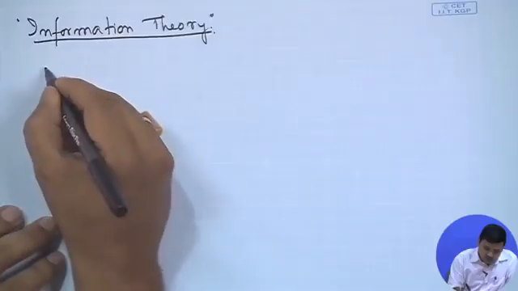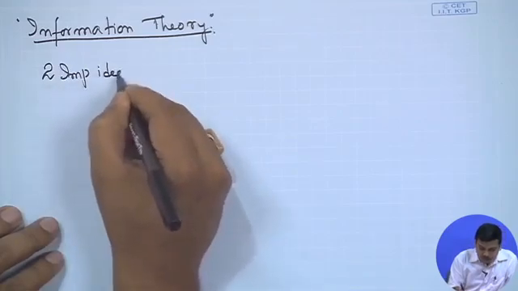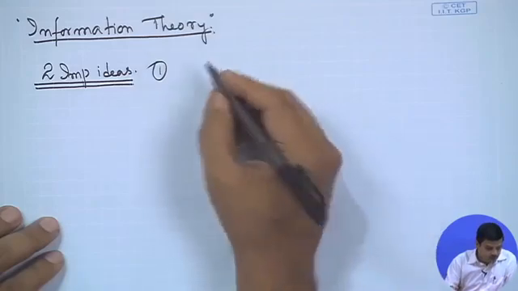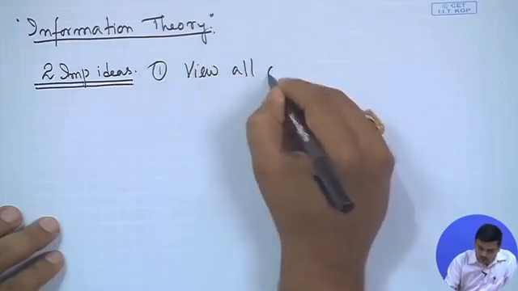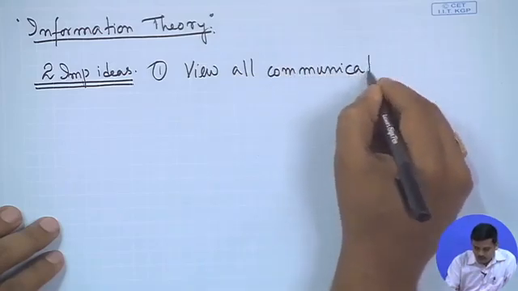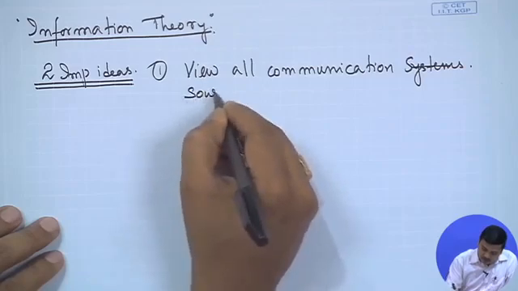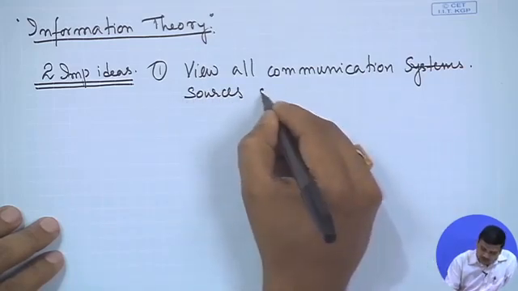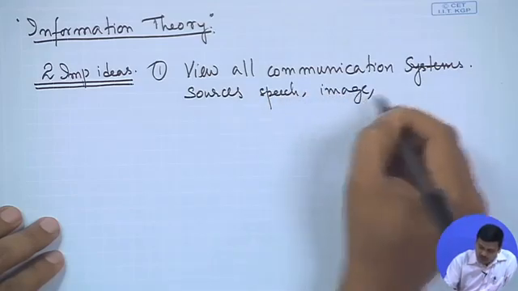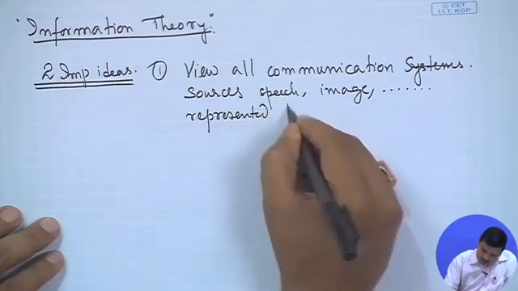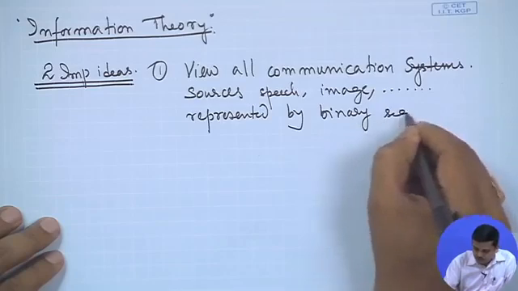And two important ideas which helped us through all of this, is one, if you would summarize, is to view all communication sources, be it speech, be it image, be it video or text, whatever it is, as represented by binary sequence. So this is one of the important things. It said that whatever is the source, can we imagine them to be giving out binary sequences?